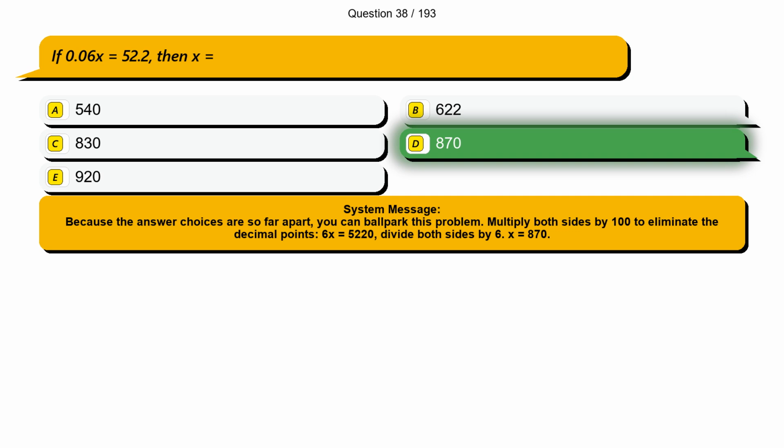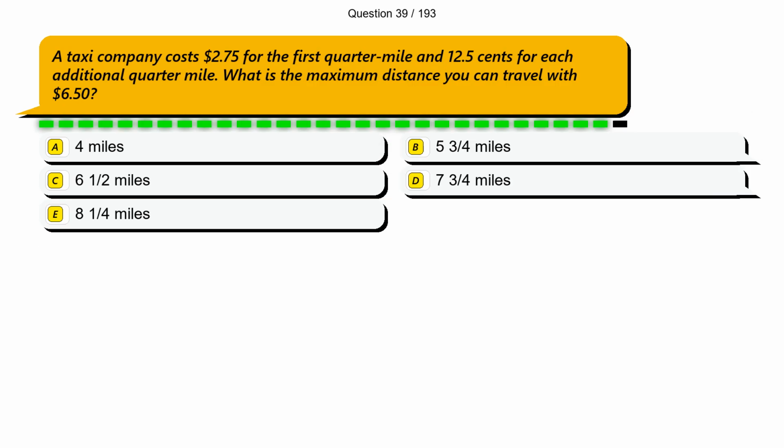Because the answer choices are so far apart, you can ballpark this problem. Multiply both sides by 100 to eliminate the decimal points. 6x equals 5220, divide both sides by 6. X equals 870. Question 39.